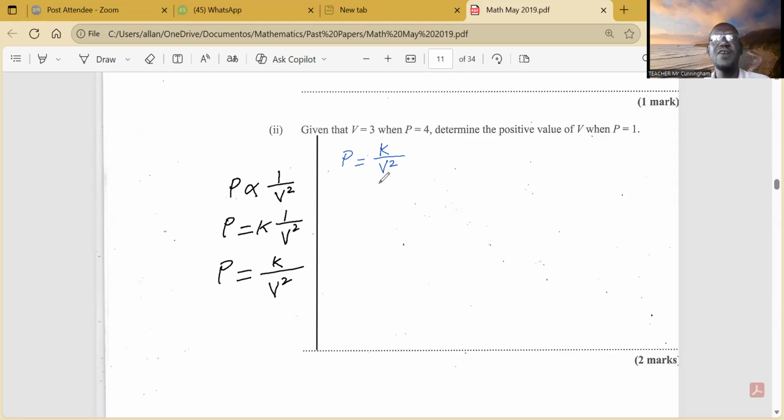So we want to find K, but they already gave us a value for P, which is 4, and V, which is 3 squared. Put your answers in the chat for K.